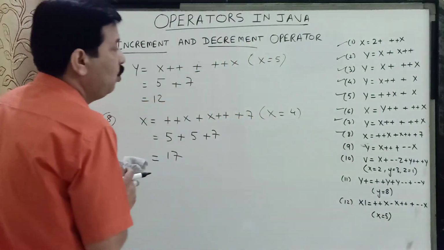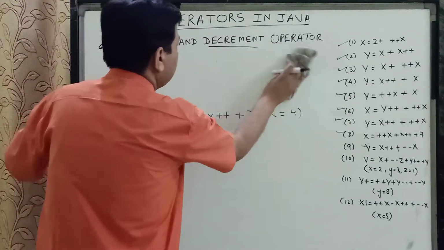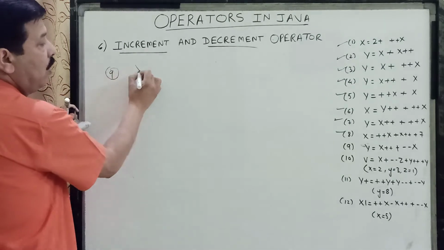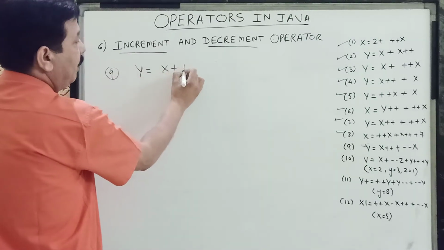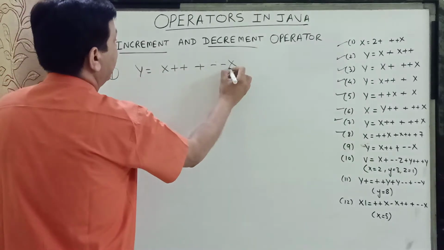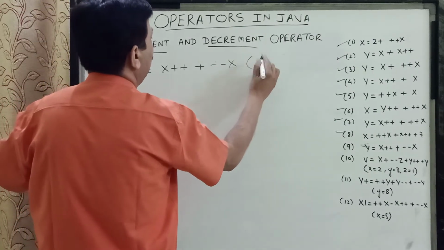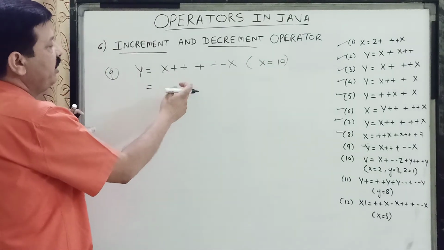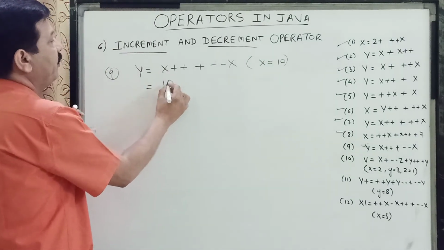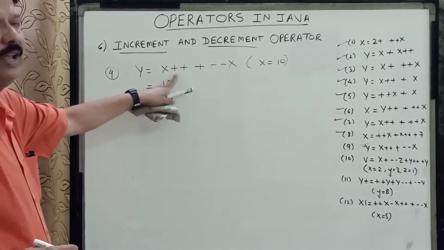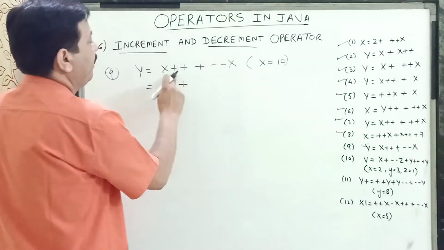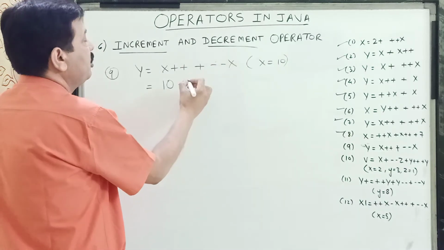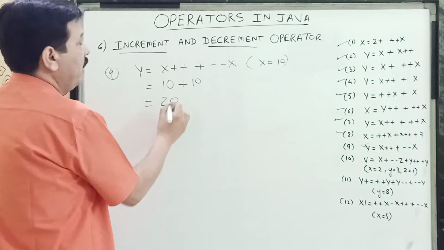Now we will do the 9th one. The 9th one is saying y is equal to x plus minus x, and say children, if x is equal to 10. Here, since it is a post increment, the value of x will be 10 used. Now it becomes 11. And when we add, now x is 11, but here we have a pre-increment, so 11 minus 1 again becomes 10. So the answer will be 20.